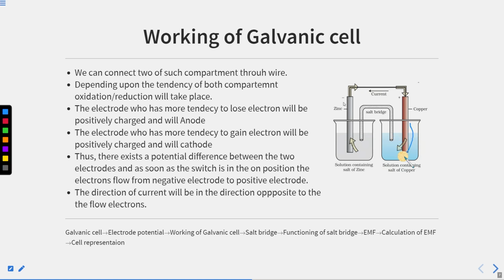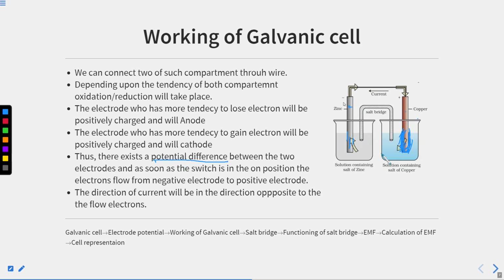Now this will get thicker and thicker with respect to time. Since this zinc is going into the solution by depletion, releasing electrons, this will get thinner and thinner, and this will get accumulated with more and more metal, so this will get thicker and thicker. Due to this, there is a flow of charge. You can see here that electrons go from here to here. Why is it so? Because there exists a potential difference between the two electrodes, and also there is a circuit.